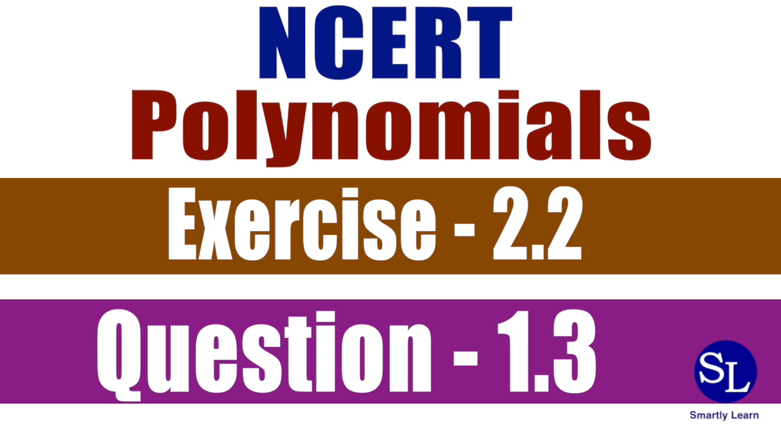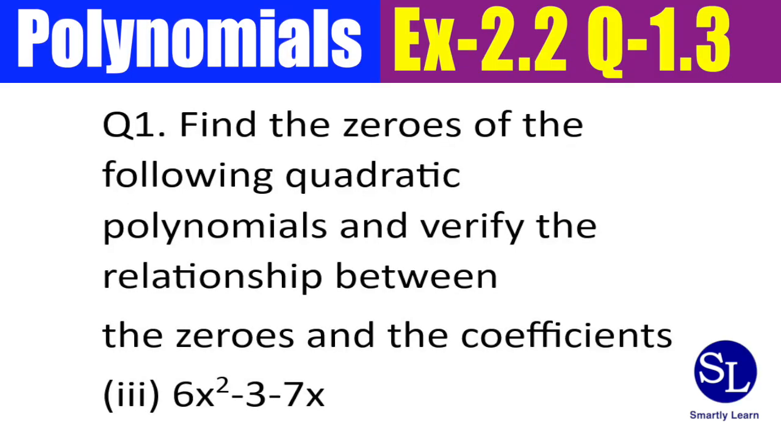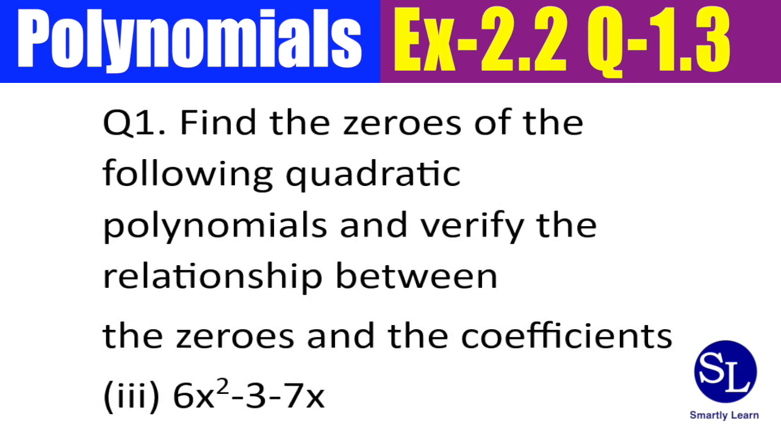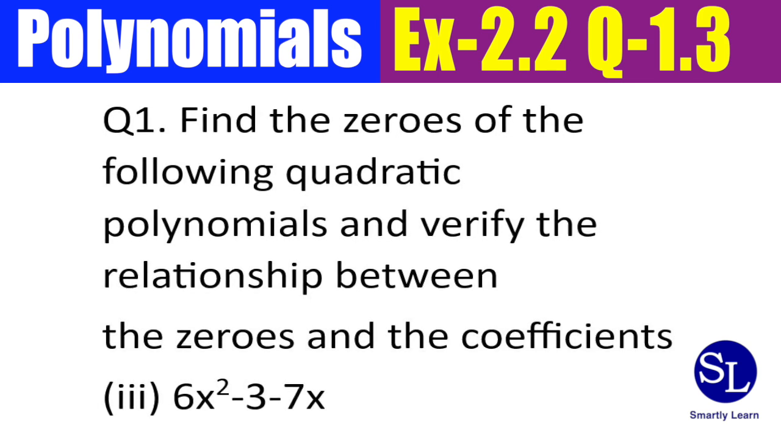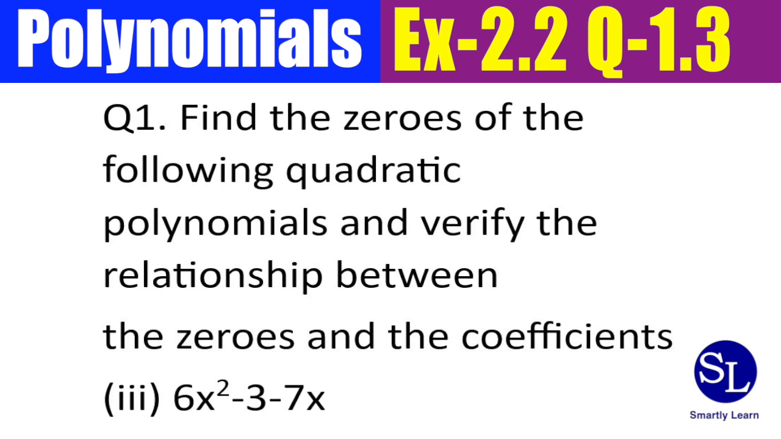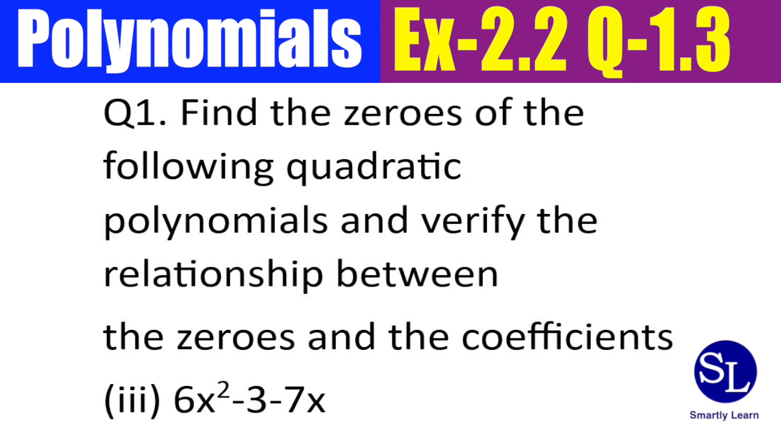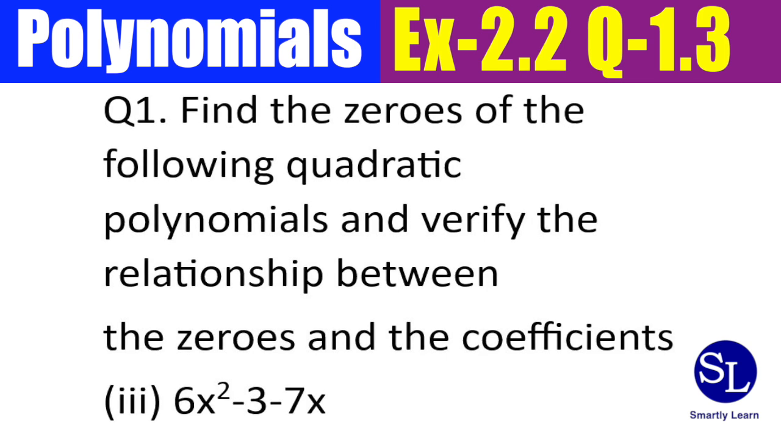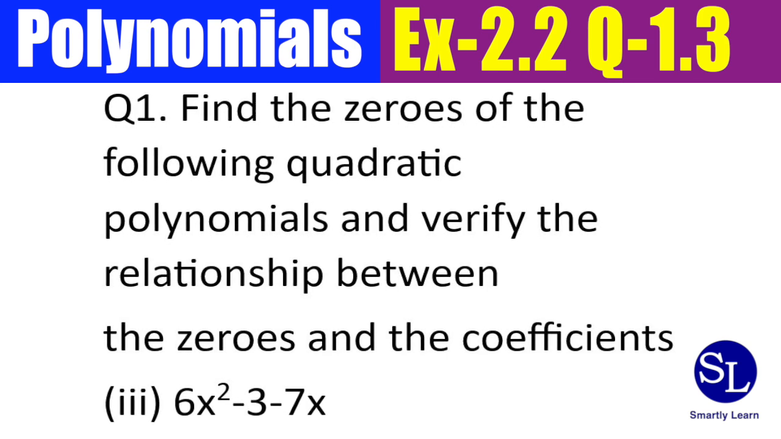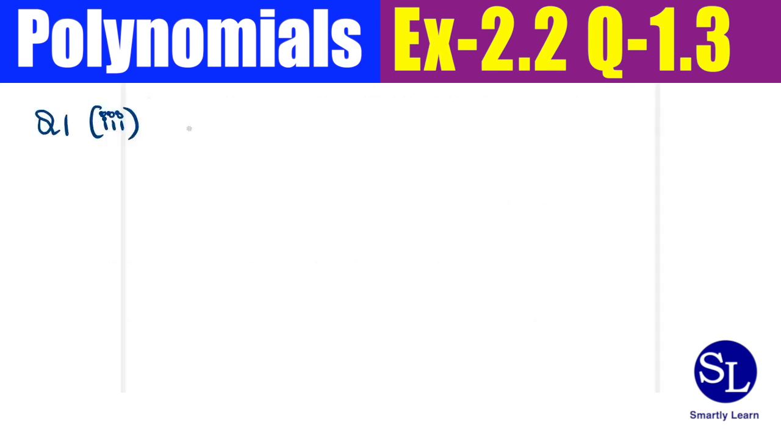In this video, we are going to see how to solve the third subdivision in question 1. Now let's look at the numbers. Find the zero of the following quadratic polynomial and verify the relation between the zeros and the coefficient. This time, the quadratic equation is 6x squared minus 3 minus 7x. So let's check the numbers. So it is 6x squared minus 3 minus 7x.